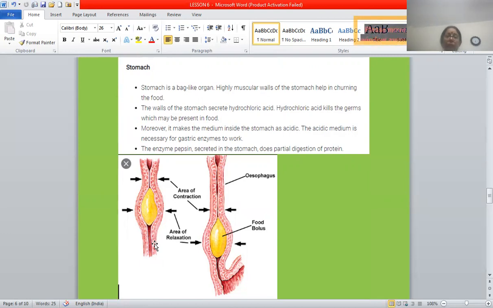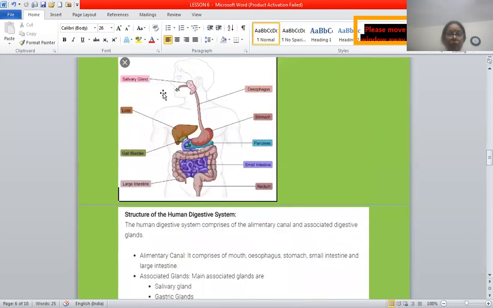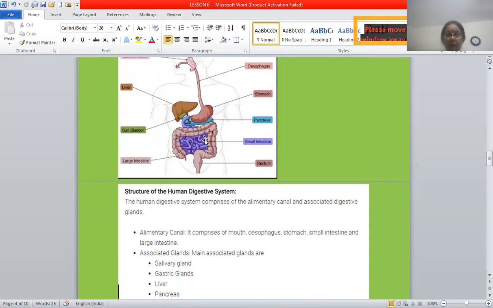Now, food from the esophagus enters the stomach. In the diagram also you can see food from the esophagus entering a J-shaped muscular bag called the stomach.